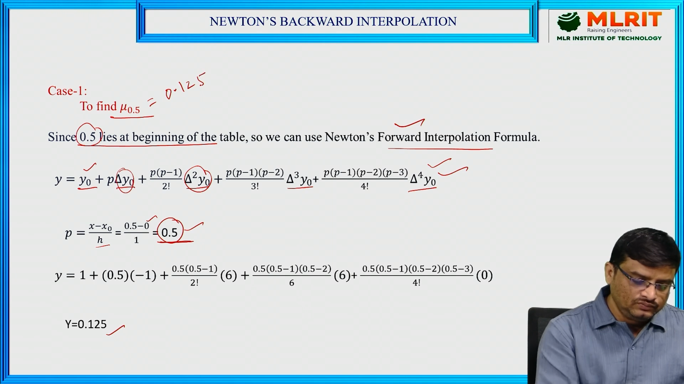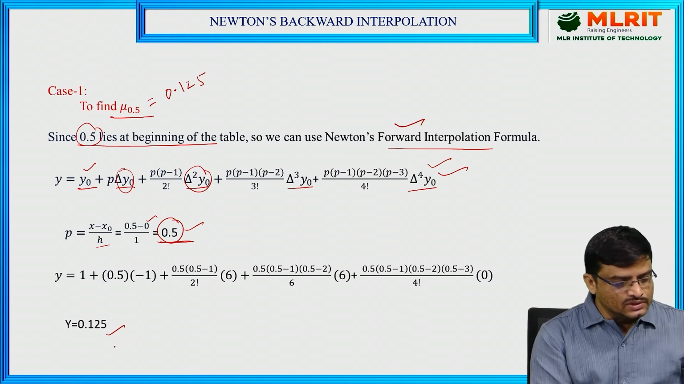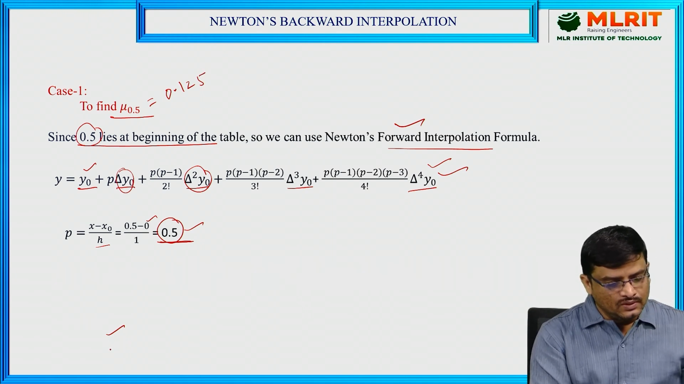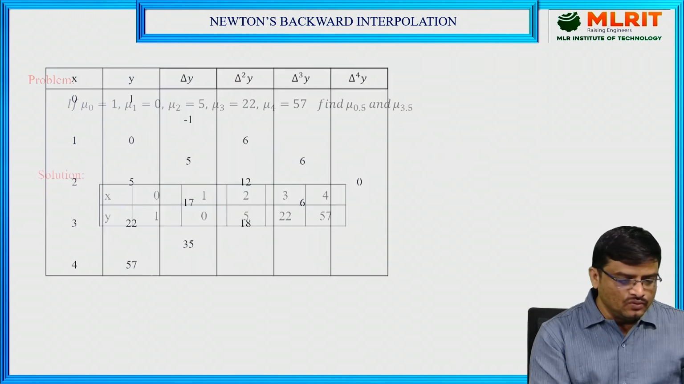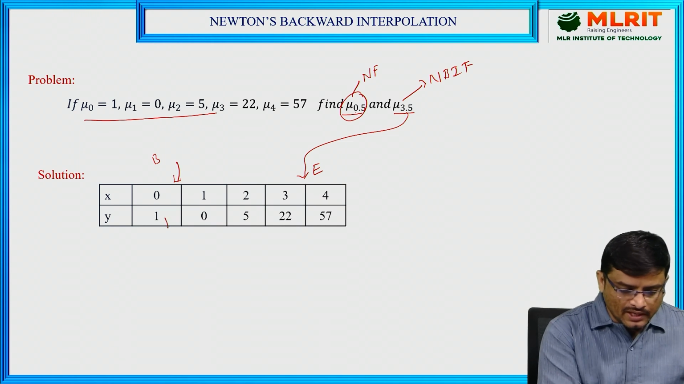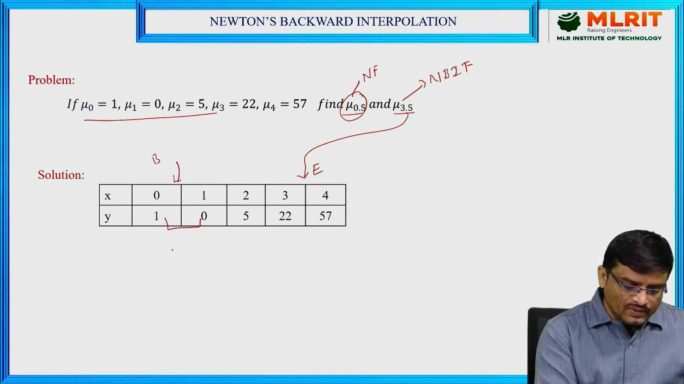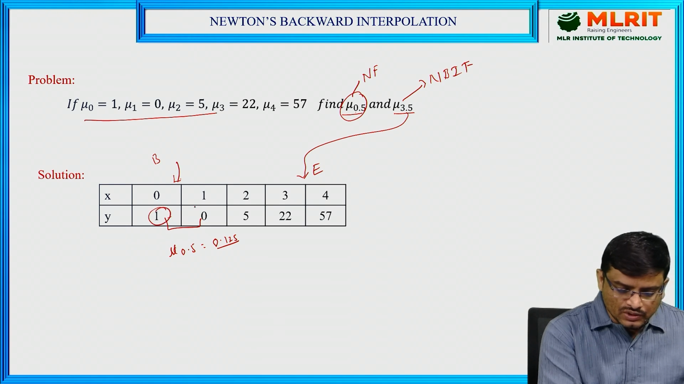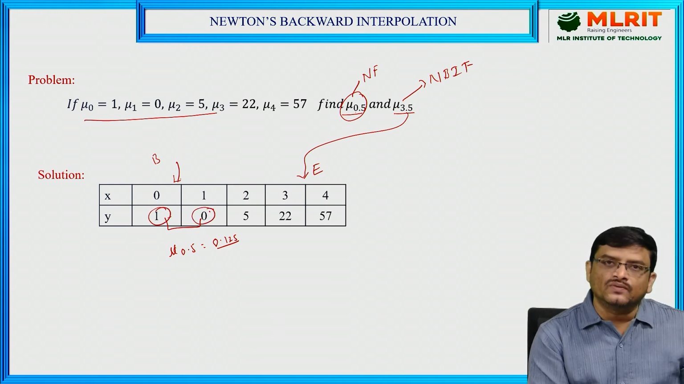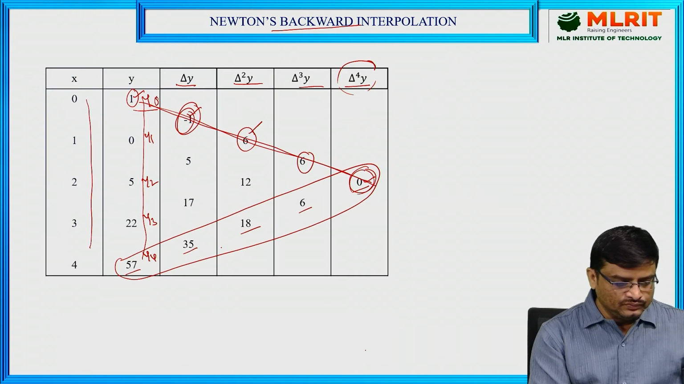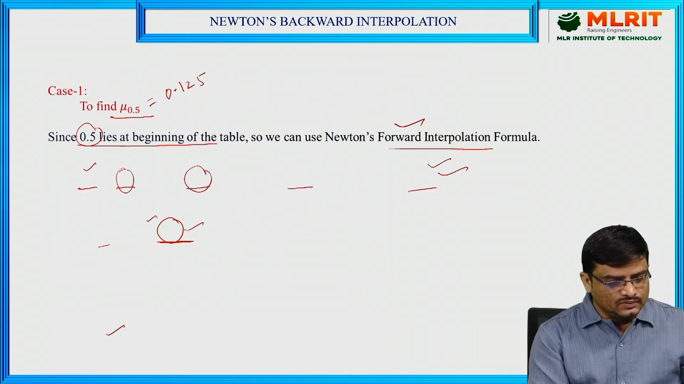In order to check whether this value is correct or wrong, once again go to the given table. Whatever value we got for mu suffix 0.5, that is 0.125 something, this value must be in between these two values. Like this, we can verify the final answer we got.